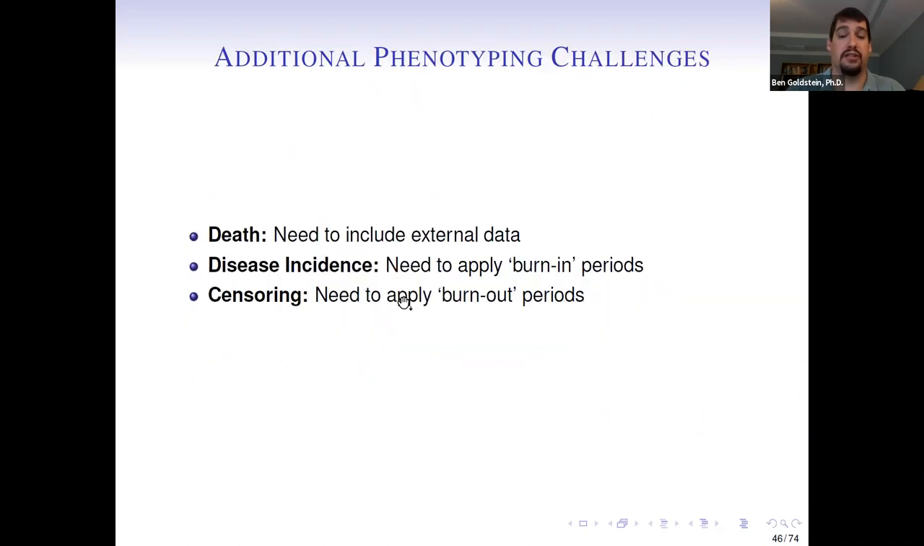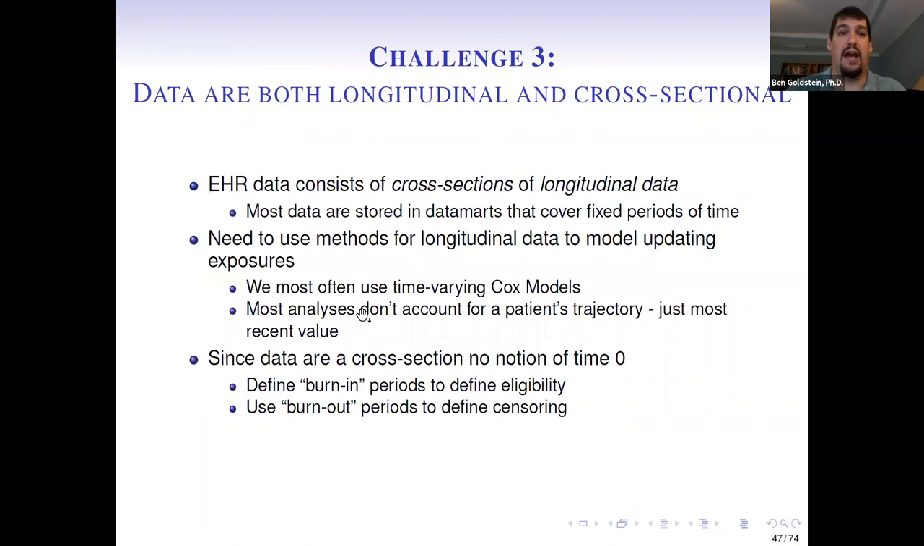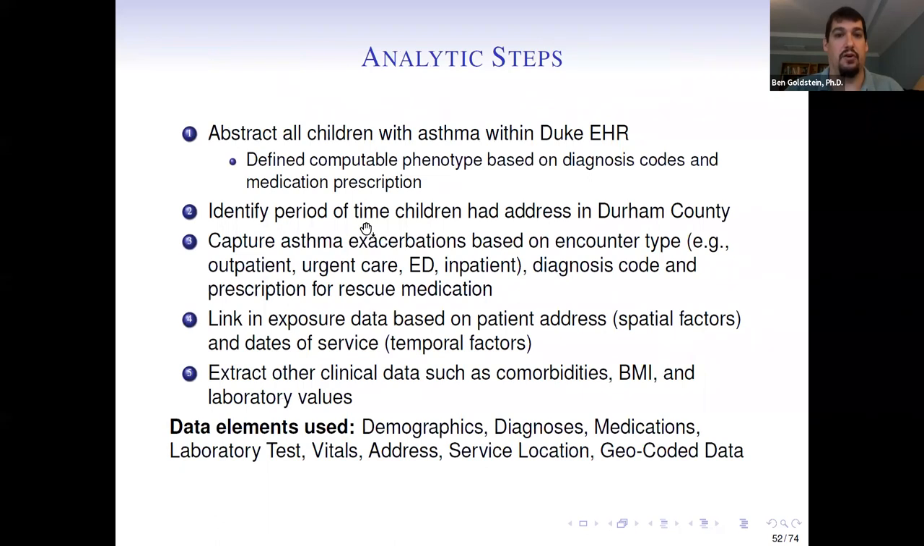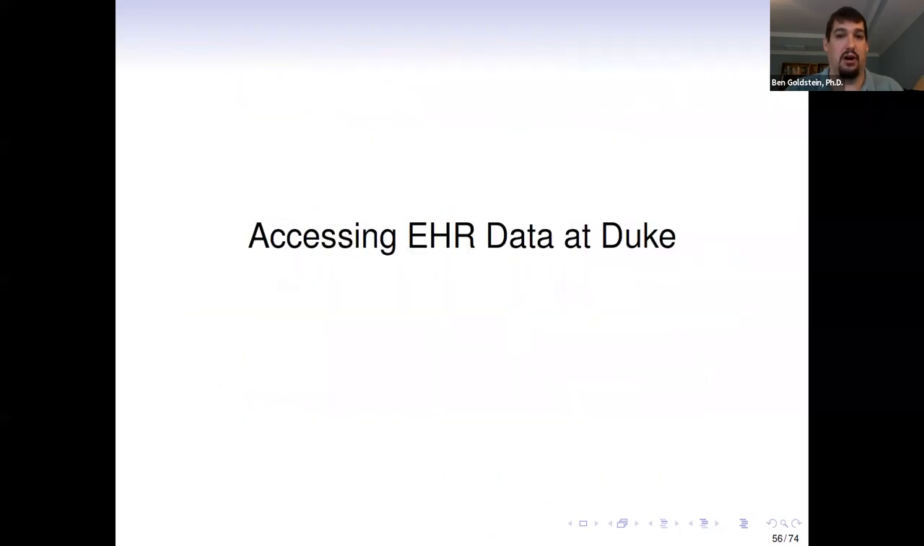Folks can look at this on their own, but I want to get to what I think people are probably most interested in, which is how we actually access data. This is a little case study. This is an R21 we have looking at impacts of asthma exacerbation in children. It gives you a sense of how you may structure an EHR-based research question. Again, I'll let folks spend a little bit of time on this on their own.